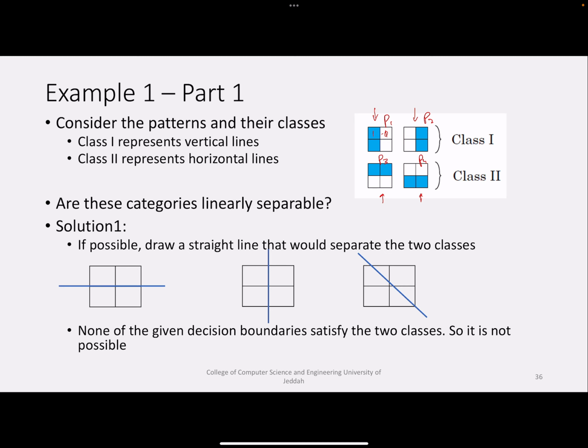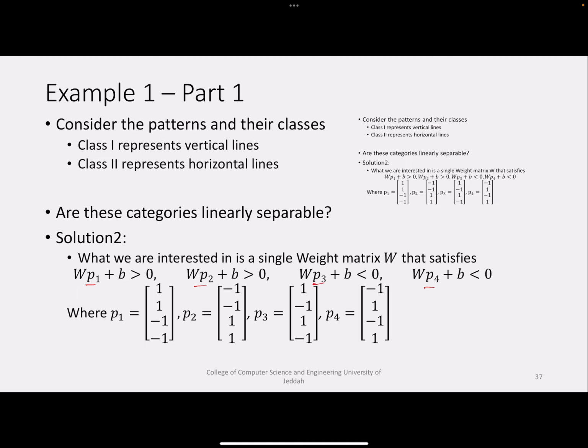And what we want is, if the neural network encounters P1 or P2 as inputs, we want them to be on one side of some decision boundary, and if we encounter P3 and P4, we want them to be on the other side of that decision boundary. That's what it would mean for these patterns to be linearly separable. So if the input is P1 or P2, the value of Wp plus b should be, say, greater than 0 for both P1 and P2. And if the input is P3 or P4, the value of Wp plus b should be less than 0.